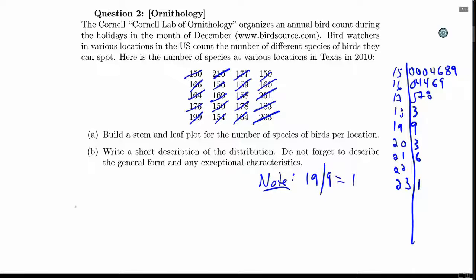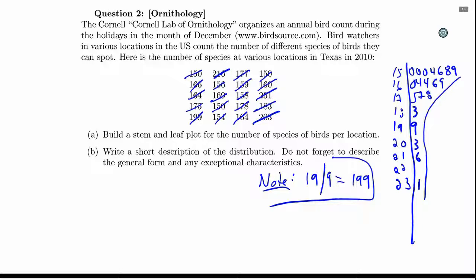Okay, so now to describe the distribution, it's good to think in terms of the symmetry. Here we actually see an extension of the tail of our distribution on the right. So this is skewed to the right, unimodal. And then let's try to describe the exceptional characteristics. For example, there are extremely large values. 231 could possibly be considered an outlier. And there are also some very large values, 4 of them, from 183 to 216.